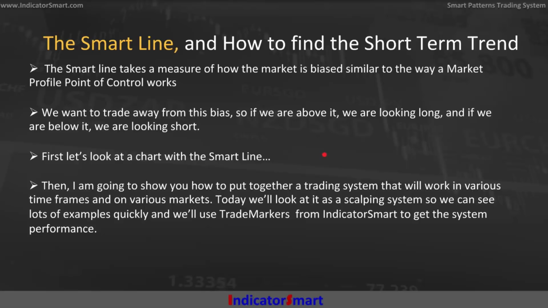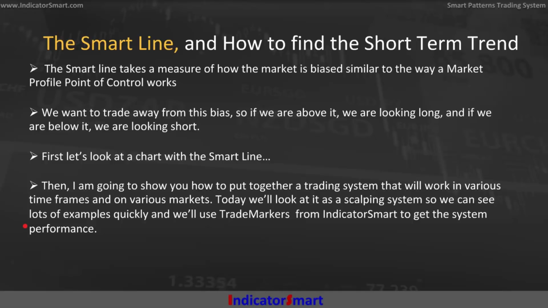So the smart line: how to find the short-term trend. The smart line takes a measure of how the market is biased, similar to the way a market profile point of control works. But we want to trade away from this bias. So if we're above it, we're looking for long, and if we're below it, we're looking for a short. So we have that chart with the smart line on it.